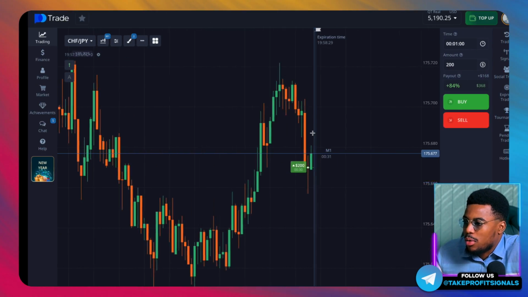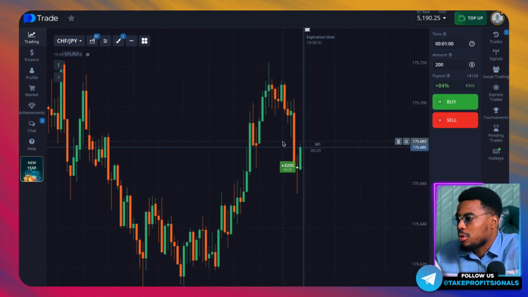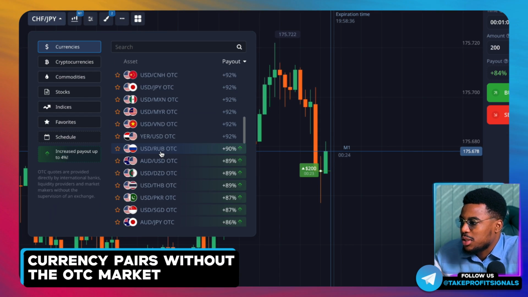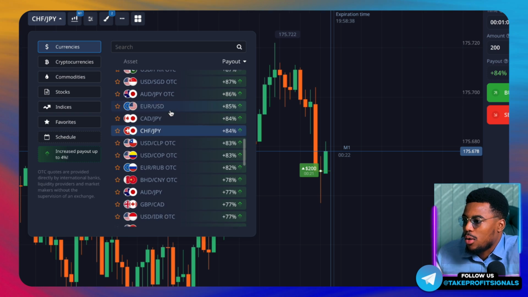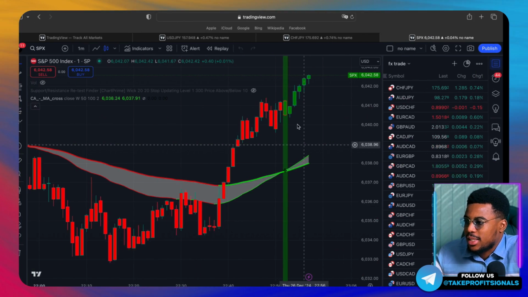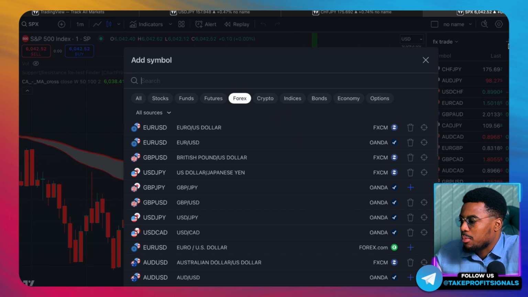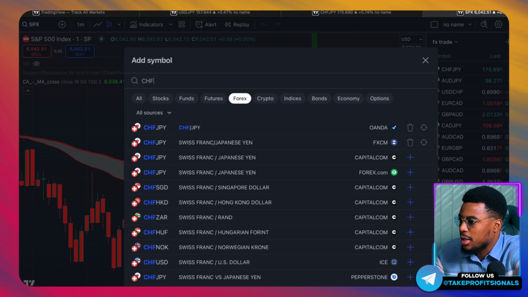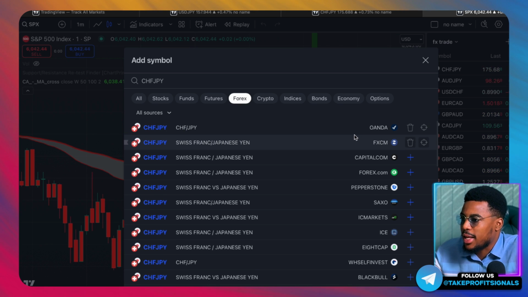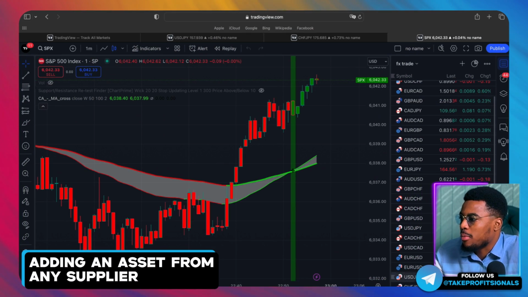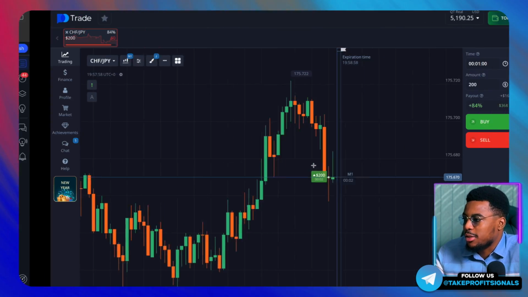Then we go to our broker, absolutely any broker where you trade. Open pairs without OTC marking. That is, we choose only exchange currency pairs and the name of this asset right here. Click plus, choose the forex section and write the name of any asset we need. That is, we can add an asset from any supplier. The chart will not differ a bit.